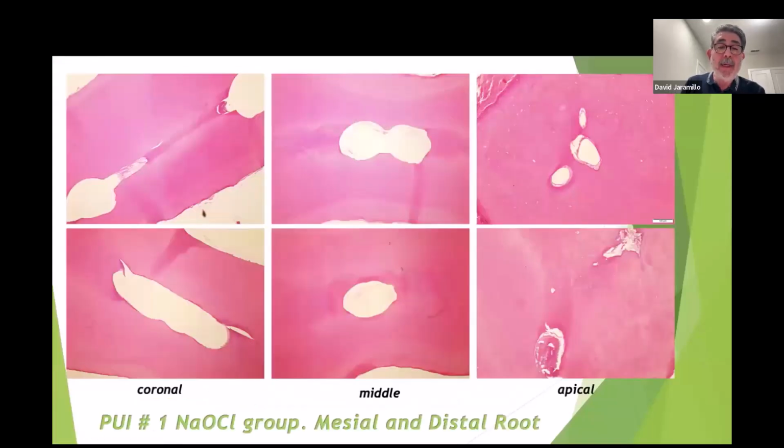This is ultrasonic irrigation. Again, no problem cleaning the root canal. Look at the isthmus with the tissue here in the multiple foramens. Here we still see some pulp tissue. This is the distal canal, coronal portion, middle portion, apical portion.